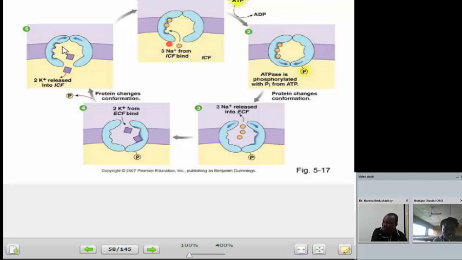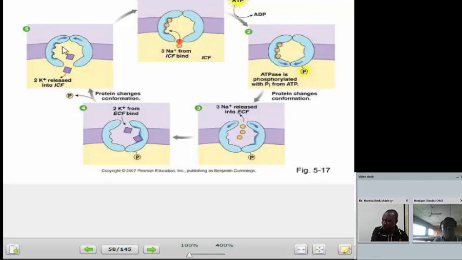Now, when potassium is released into the cell, 3 sodium will then bind to it as long as there is ATP. So the conformational changes ensure that sodium is moved out of the cell against its concentration gradient, and potassium is brought into the cell against its concentration gradient. Now, this is a bit confusing, so I'll go over it again. Please just pay attention.